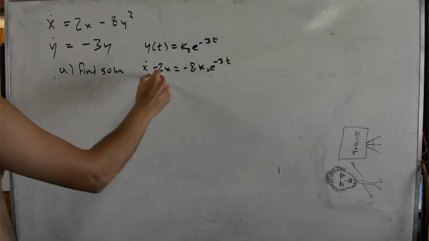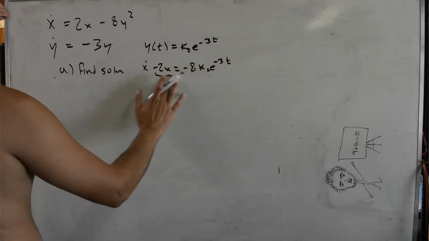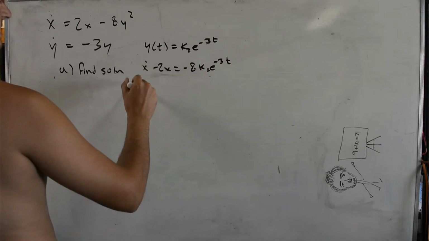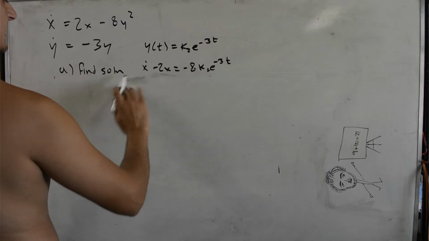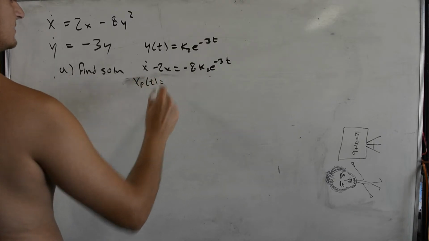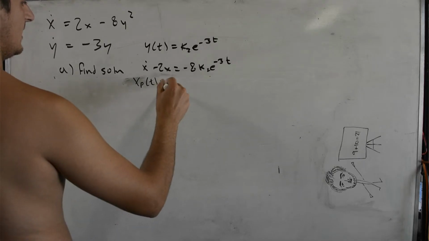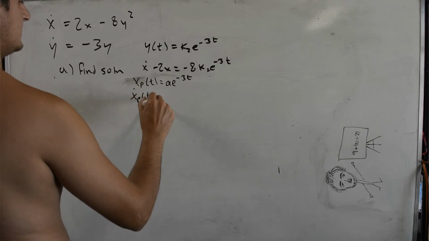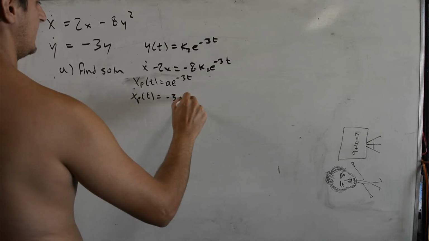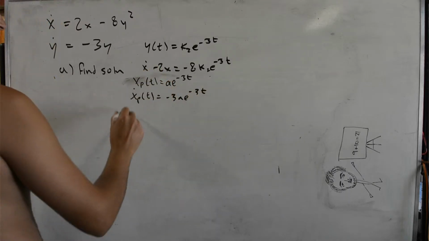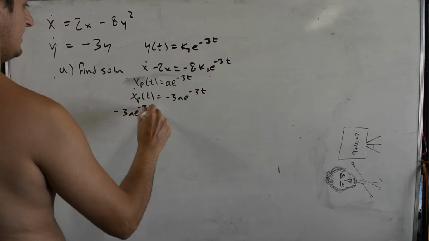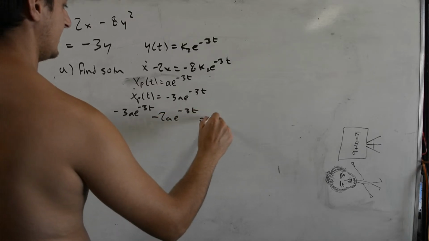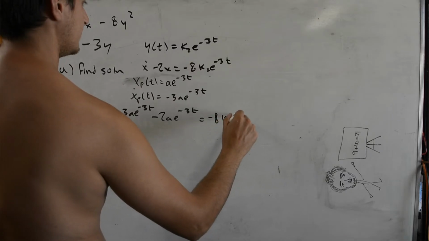Now what we can do is guess a particular solution so that the left-hand side and the right-hand side are equal. So if we guess, let's call this xp of t, equal to a e to the minus 3t, then x dot p is equal to minus 3a e to the minus 3t. Then if we plug that in, we're going to get minus 3a e to the minus 3t minus 2a e to the minus 3t is equal to minus 8k2 e to the minus 3t.